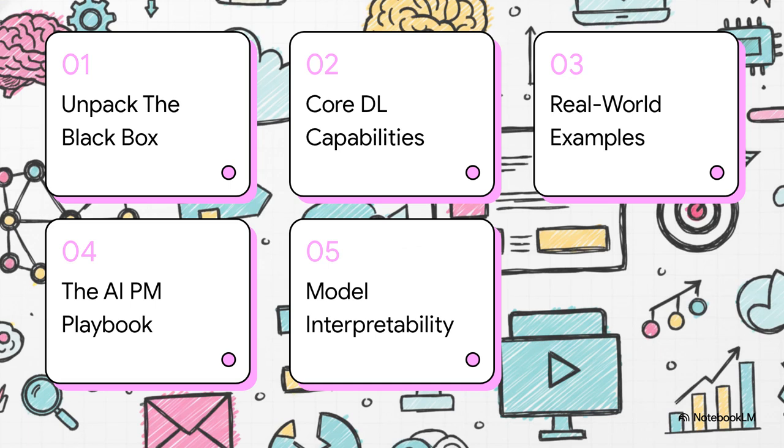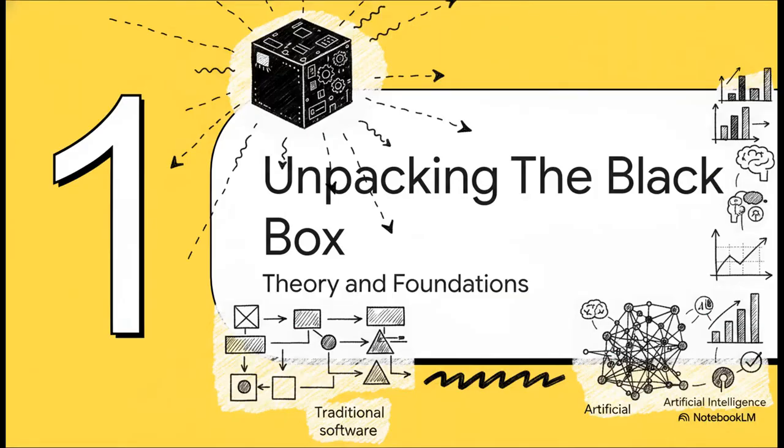1. Unpacking the black box. 2. Core deep learning capabilities. 3. Real-world product examples. 4. The AIPM playbook. And 5. Model interpretability and trust. All right, Section 1. Unpacking the black box. Theory and foundations.